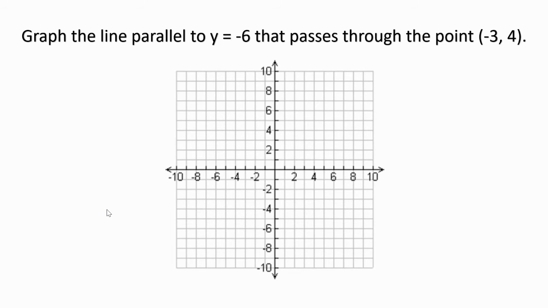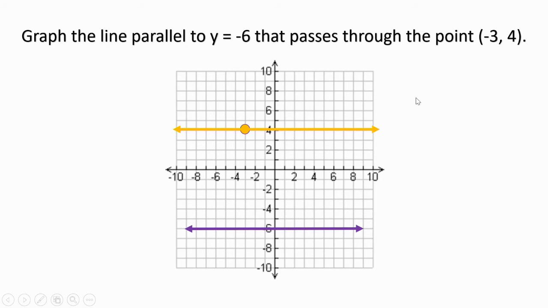All right, graph the line parallel to y equals negative 6 that passes through this point. So the first thing I want to do is put y equals negative 6 on that graph. I put the point on the graph, negative 3, 4. This is y equals negative 6. Remember, it goes through the y-axis at negative 6. We want a line parallel to that, so it's another horizontal line that goes through this point.